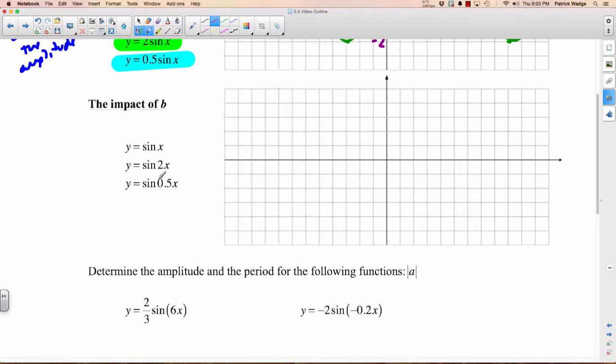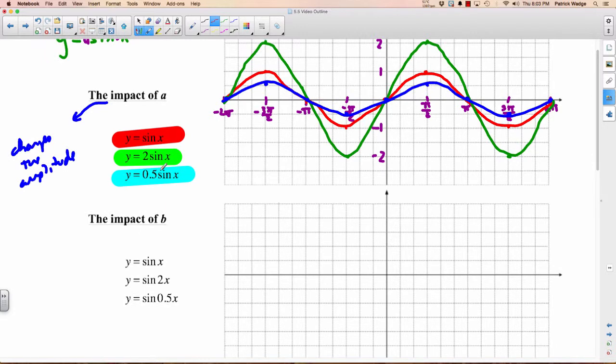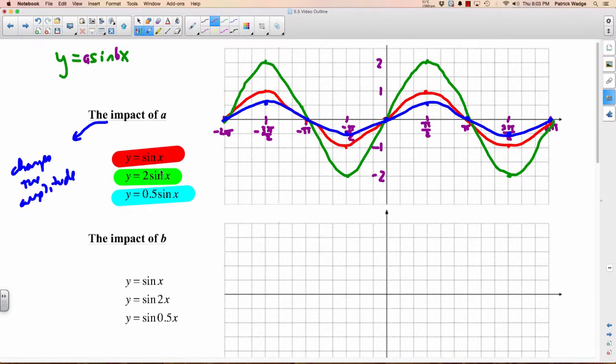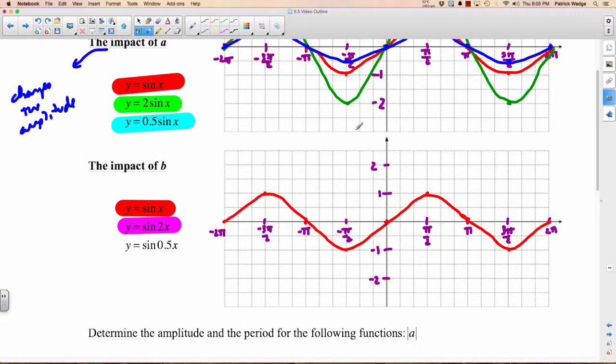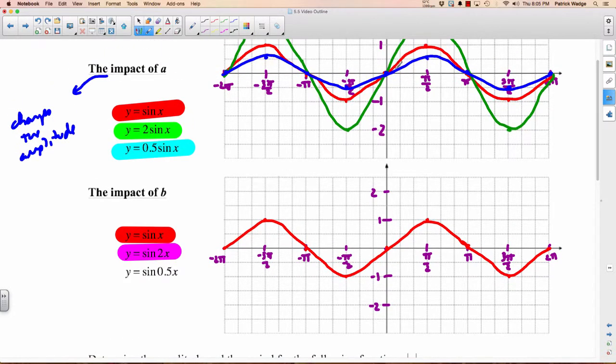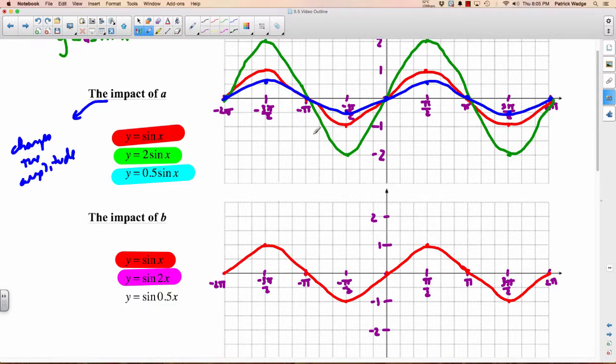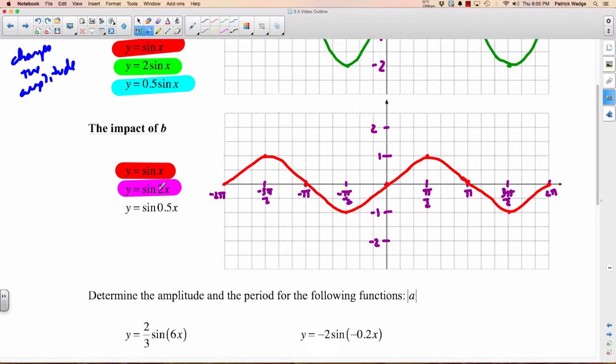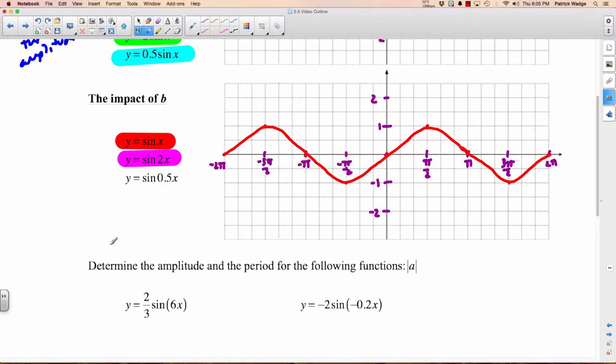Okay, now we're going to look at the impact of B. So we're going to start by graphing the exact same thing we did up here, which maybe is a little silly. I think what I'll do is I'll take time out here and set it up now. Okay, there we go. I've set up the graph and I've actually graphed the first one, y equals sine x. I did it in red again just to match the one we did above. So now what we're going to do is we're going to put, for the b value, 2 in here and we're going to see what happens.